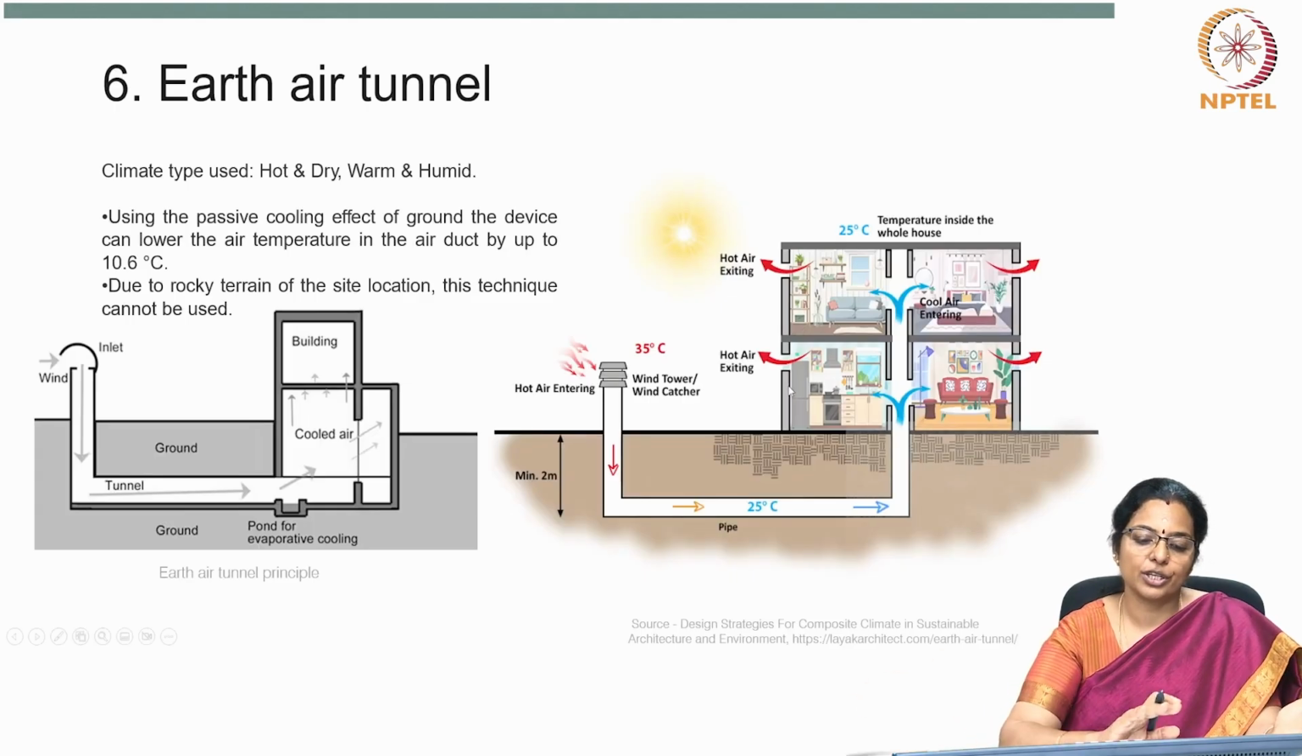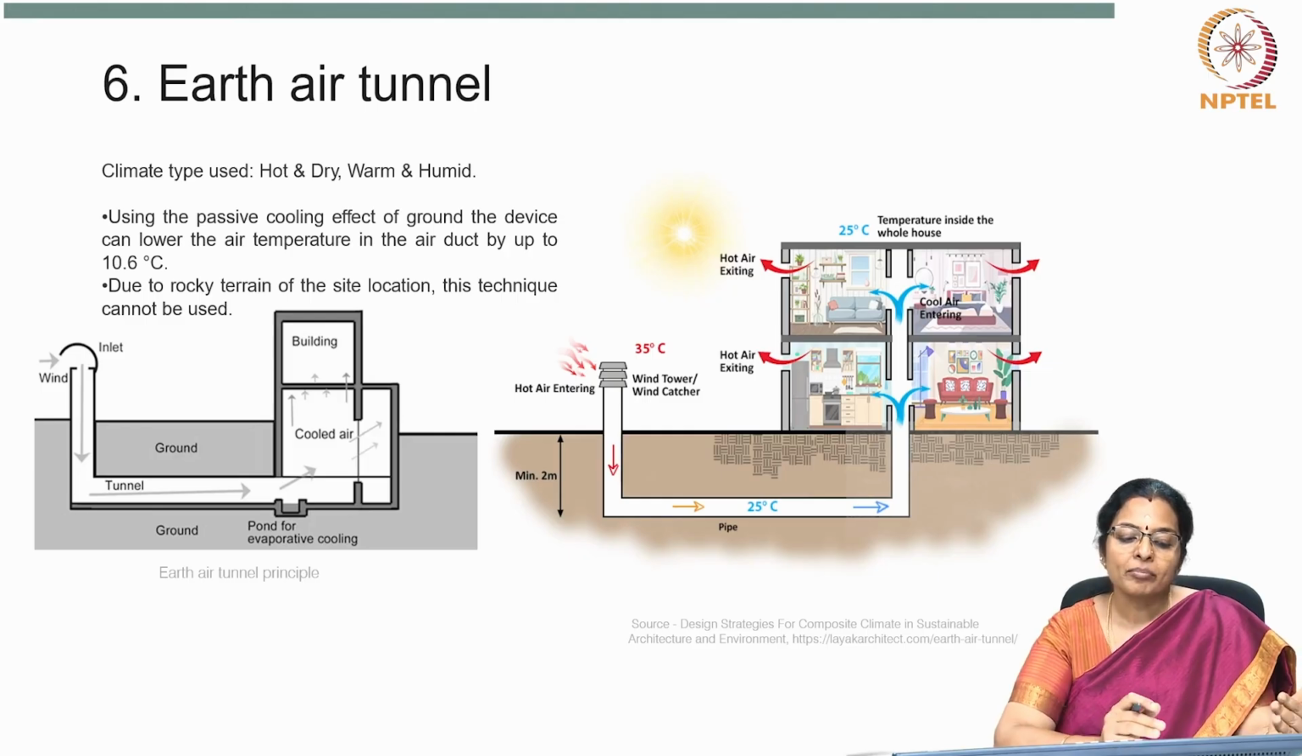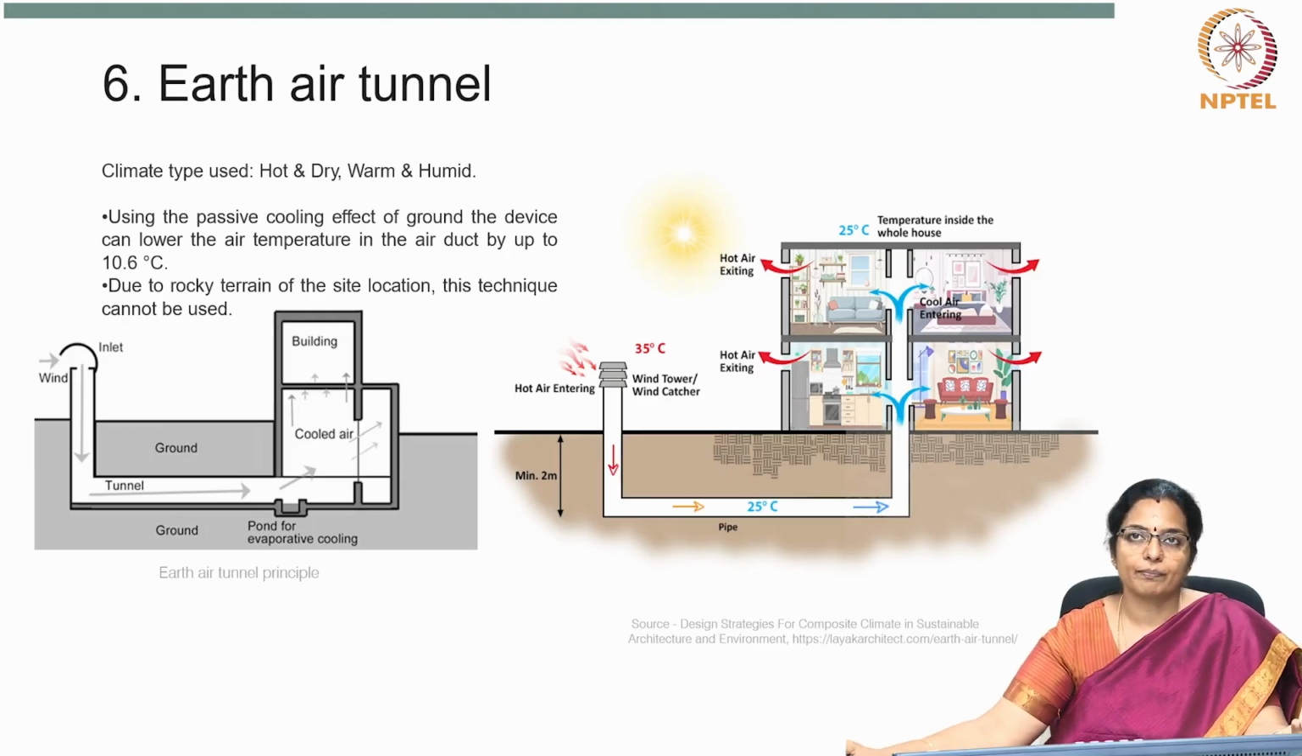This is used in hot and dry as well as warm and humid climates. Using the passive cooling effect of the ground, the device can lower the air temperature in the air duct by even up to 10.8 degrees centigrade. Due to rocky terrain of the site location, this technique cannot be used everywhere. When the terrain is good enough, this technique can be used.